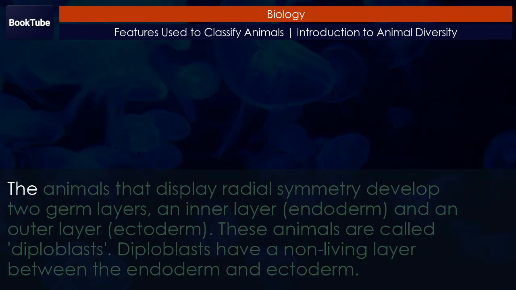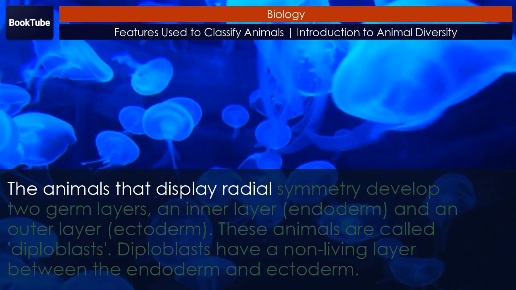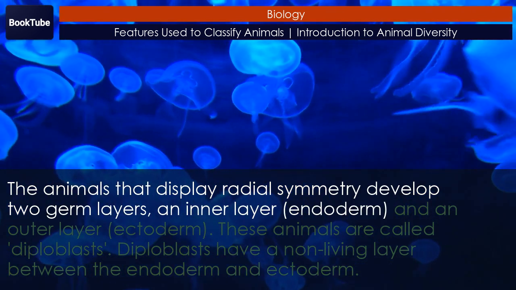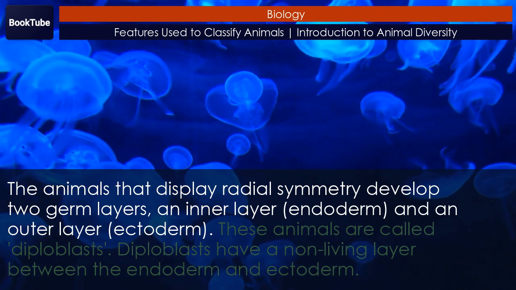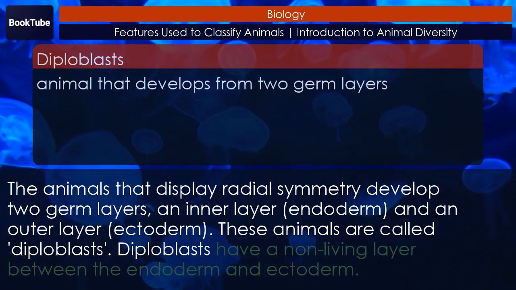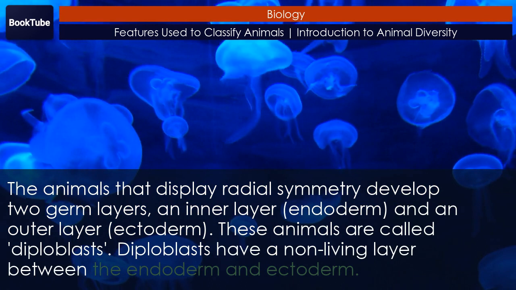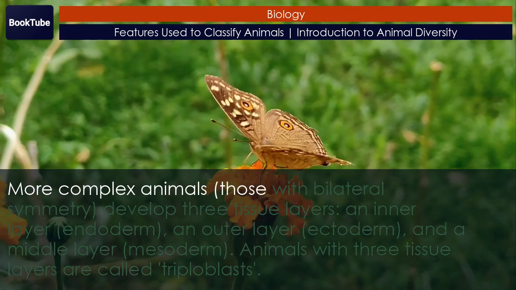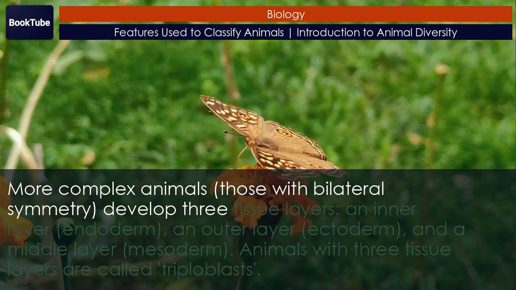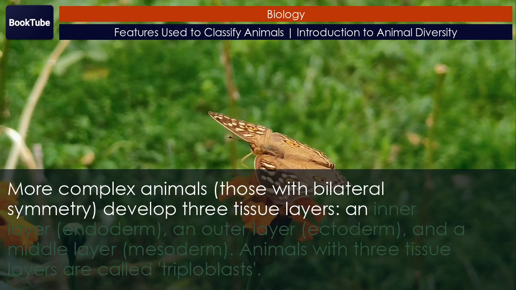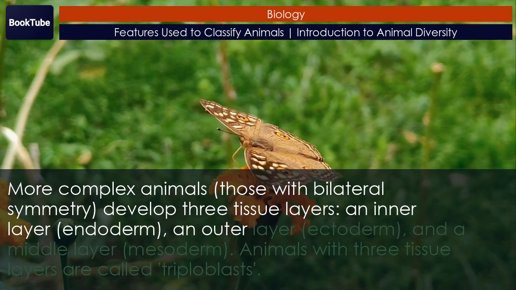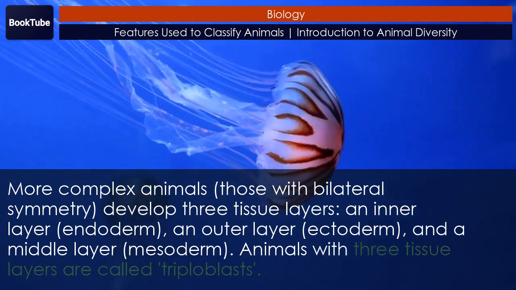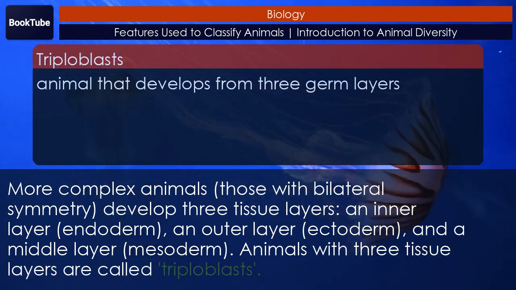Figure 4. The animals that display radial symmetry develop 2 germ layers, an inner layer, endoderm, and an outer layer, ectoderm. These animals are called diploblasts. Diploblasts have a non-living layer between the endoderm and ectoderm. More complex animals, those with bilateral symmetry, develop 3 tissue layers: an inner layer, endoderm, an outer layer, ectoderm, and a middle layer, mesoderm. Animals with 3 tissue layers are called triploblasts.